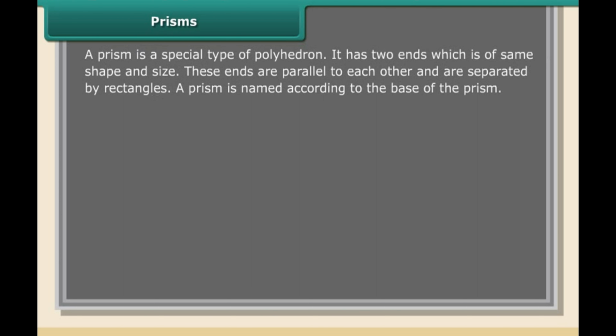Prism: a prism is a special type of polyhedron. It has two ends which are of the same shape and size. These ends are parallel to each other and are separated by rectangles. A prism is named according to the base of the prism.